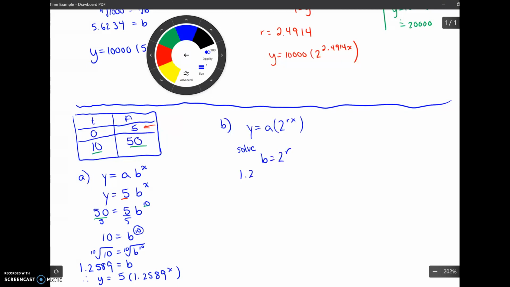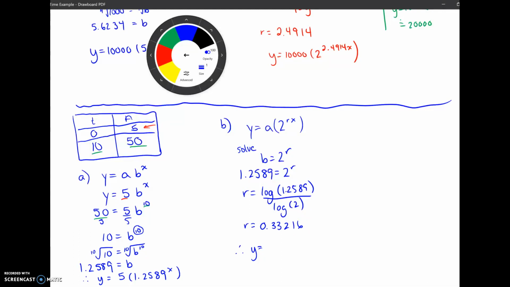My b value is 1.2589, and I want to figure out what that means r has to be equal to. Because I'm solving for an exponent, I calculate log of the number divided by log of the base. And when I go to my calculator, it tells me that r is equal to 0.33216. And so another way I could express the exponential equation that fits the data points that I was given is y is equal to 5 times 2 to the power 0.33216x.